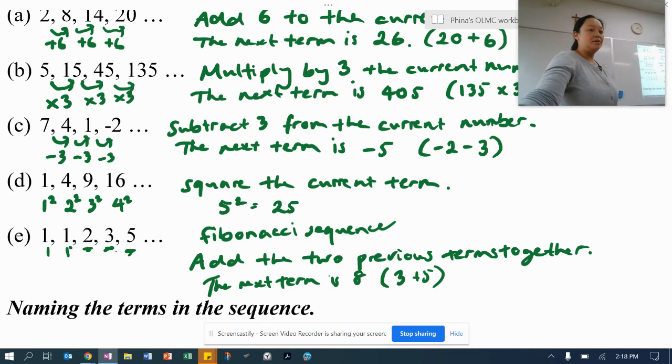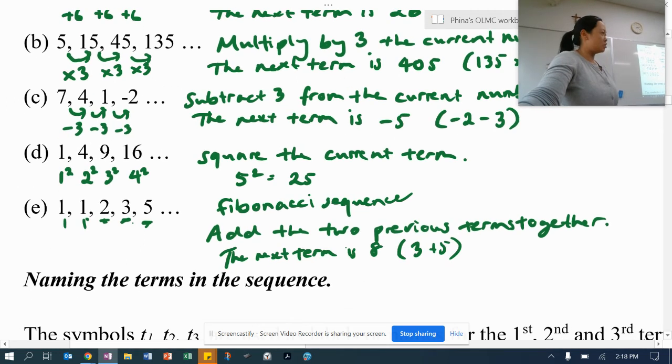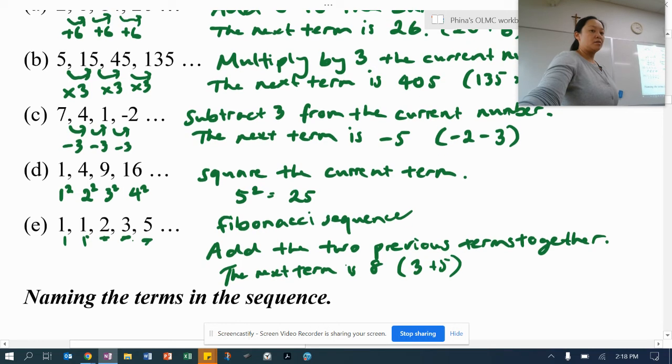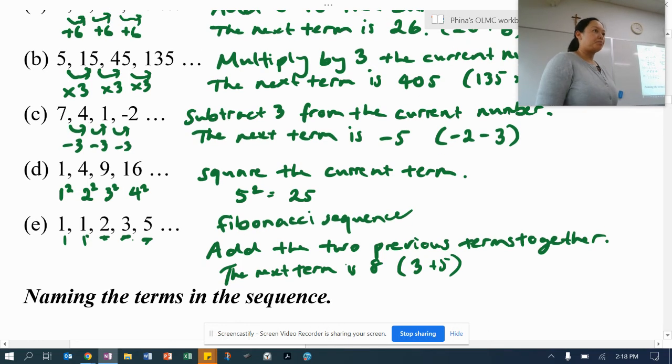Okay, so then, is that okay? Any questions? Leave it for like a second. Square the current term. Yeah. All right, Sienna, you can get off that now.